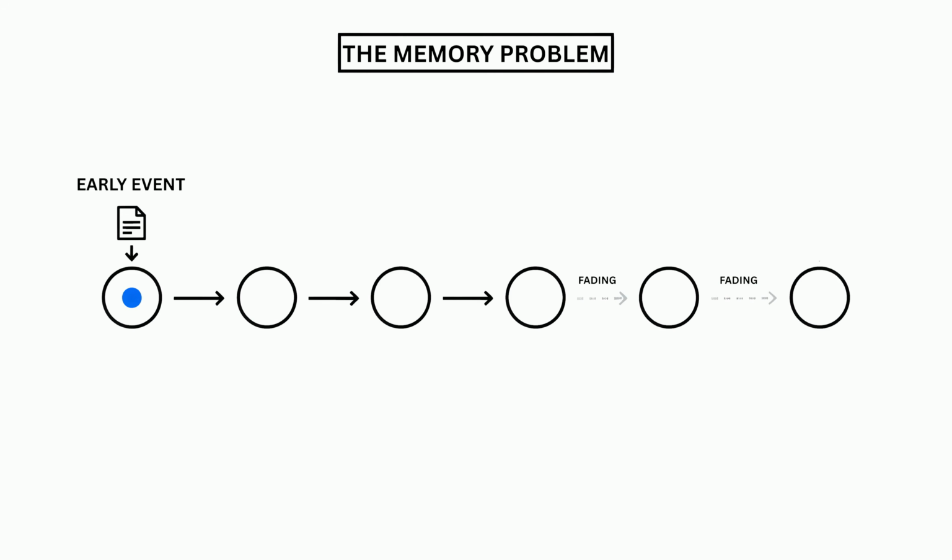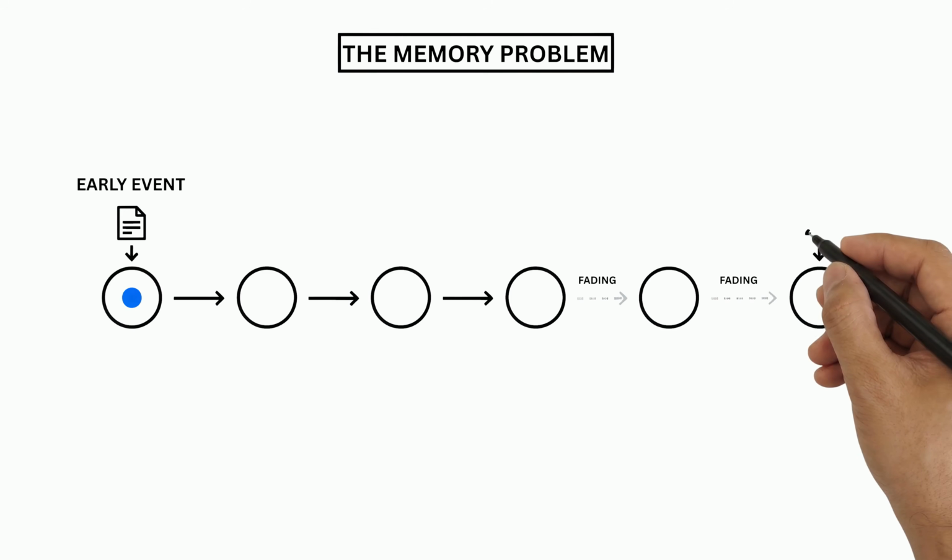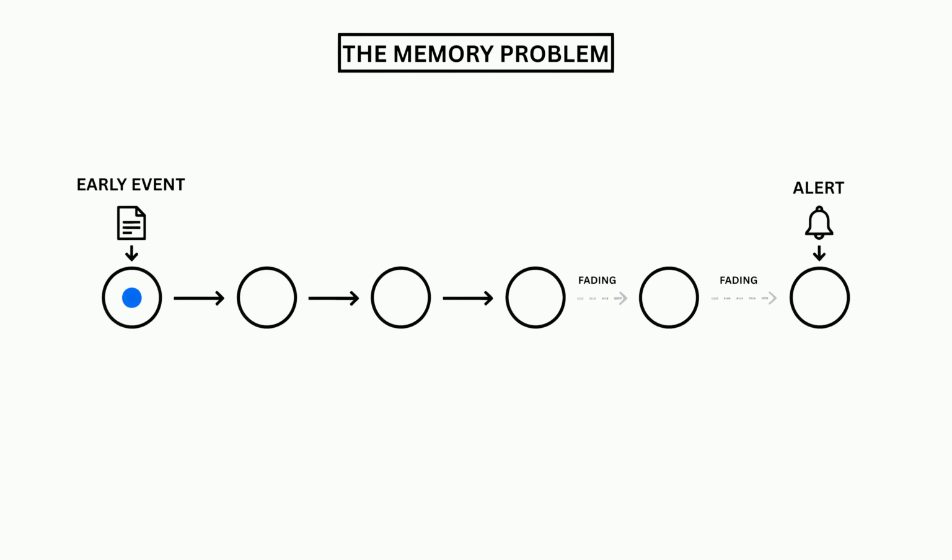Imagine a sequence that starts with malware dropped to disk at step 1, but the alert doesn't fire until step 10, after several ordinary-looking events in between. A basic RNN may simply have forgotten that critical first clue by the time it needs it most. This short memory span is the main limitation that pushed researchers to look for something better, a way to reach back and reference any earlier moment directly, instead of relying on a fading trail of hidden states.